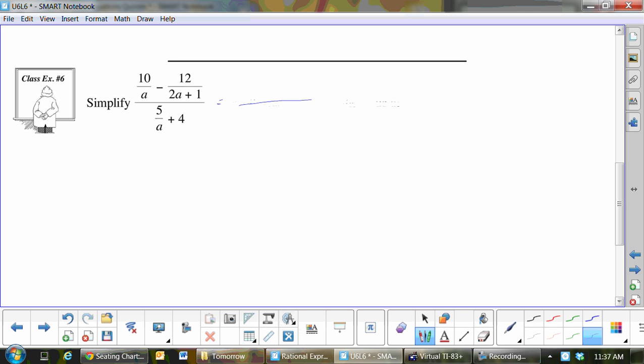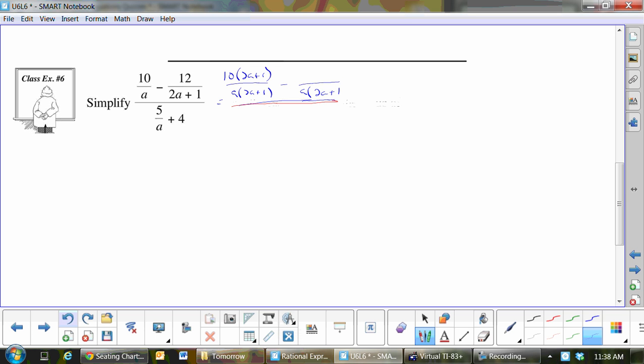Now, what do you have to do to add? Common denominator. What's the common denominator of a and 2a plus 1? A times 2a plus 1. So I'm going to go this a times 2a plus 1 minus that over a times 2a plus 1, because I can't add those two together until I have a common denominator. Okay, what do I have to do to 10? What do I have to multiply it by? 2a plus 1. So that's 10 times 2a plus 1.